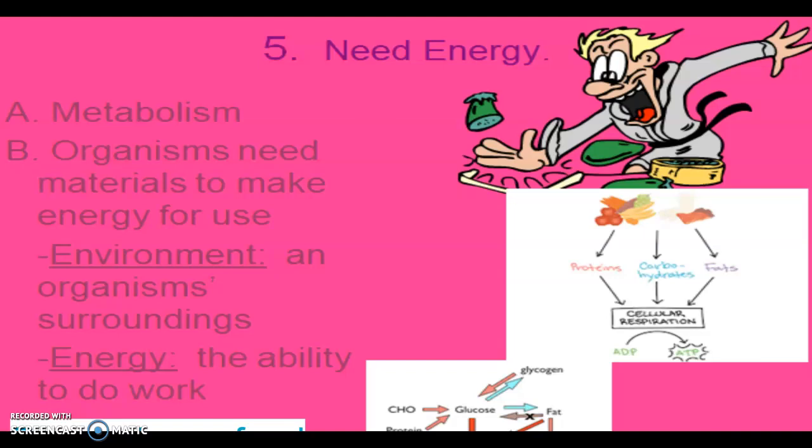Some organisms are considered producers because they make their own food. Some organisms are called consumers because they can't make their own food. They have to get it from another source. And when we're talking about food here, we're not talking about a cheeseburger. We're talking about a particular carbohydrate called glucose. That's what's in our food that helps us make energy.